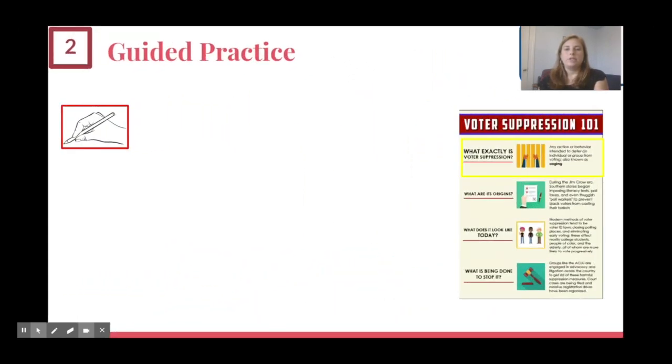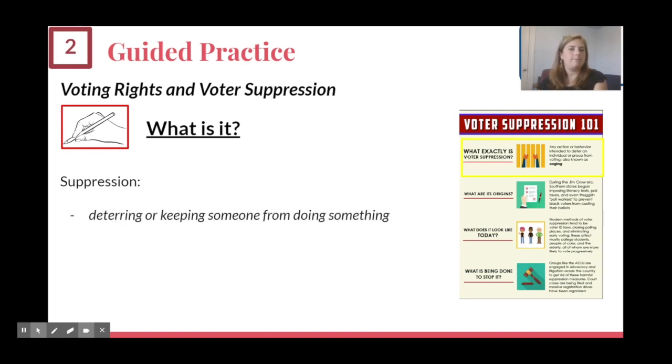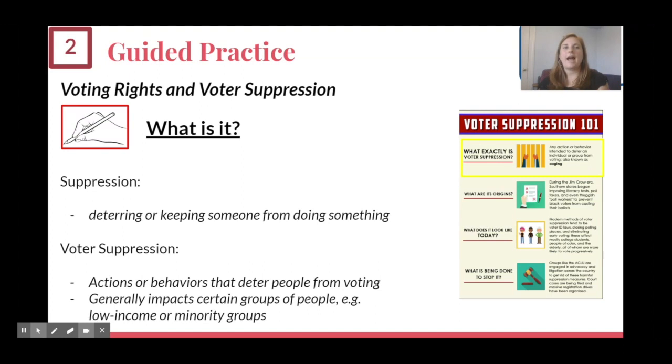So the civil rights issue that I'm going to use for our example today is voting rights, and specifically voter suppression. Okay, so you may be thinking, what is voter suppression? Let's talk about what that word suppression means first. Suppression is deterring or keeping someone from doing something. So voter suppression then is behaviors or actions that deter people from voting. And the reason that this is a big issue is that it generally impacts certain groups of people. For example, low income and ethnic and racial minority groups.